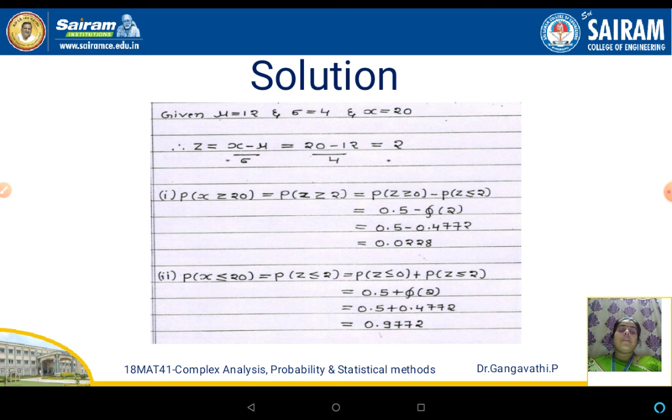So here P of z less than or equal to 0, from the note again, is 0.5, and P of z less than or equal to 2 is nothing but phi of 2. So phi of 2 should be obtained from the normal distribution table again. So 0.5 plus 0.4772, and our answer is going to be 0.9772.